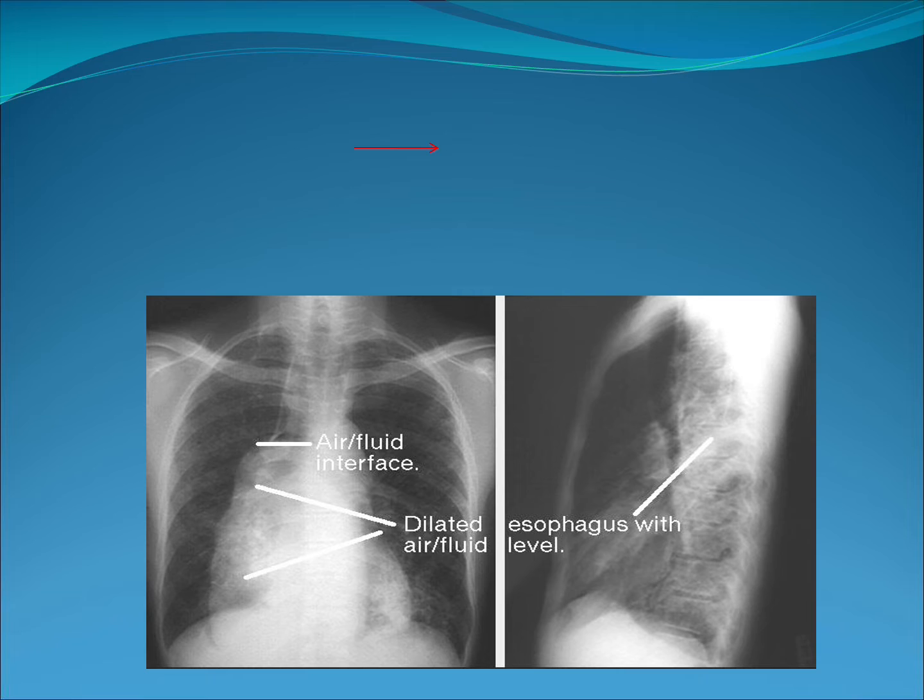That is a chest X-ray showing an air fluid level, as you can see, in the posterior mediastinum, and that's because of the progressive dilatation of the esophagus with food. And that is the lateral chest X-ray also showing the same thing. The esophagus is dilated and will have an air fluid level from inability to propel the food to the stomach.